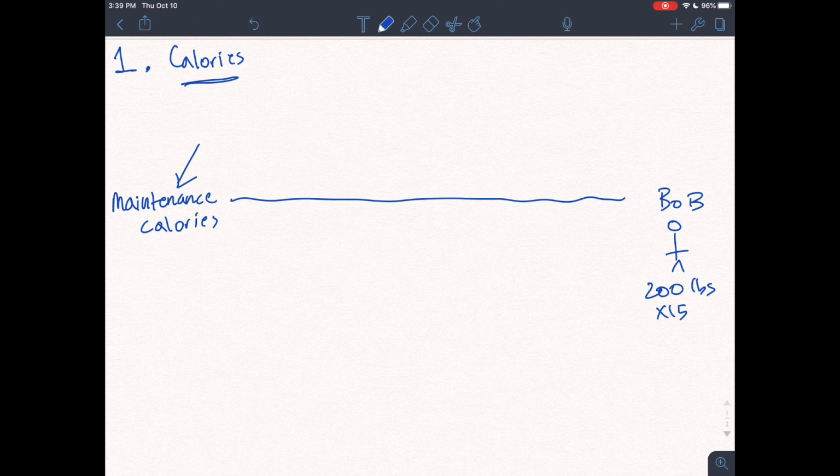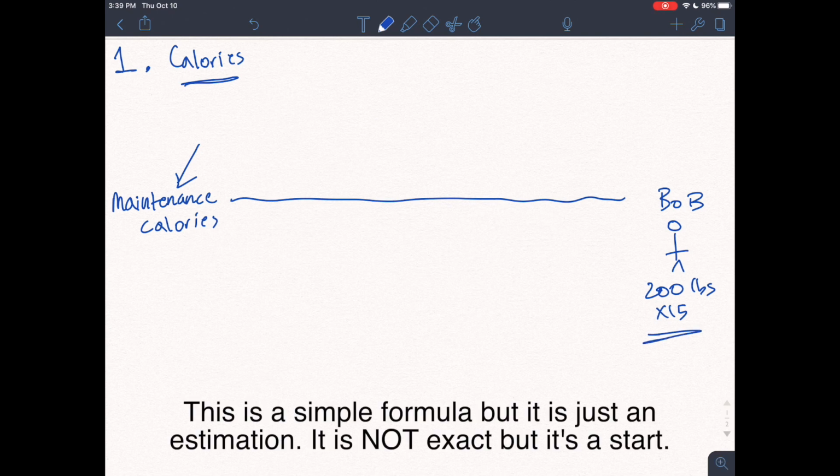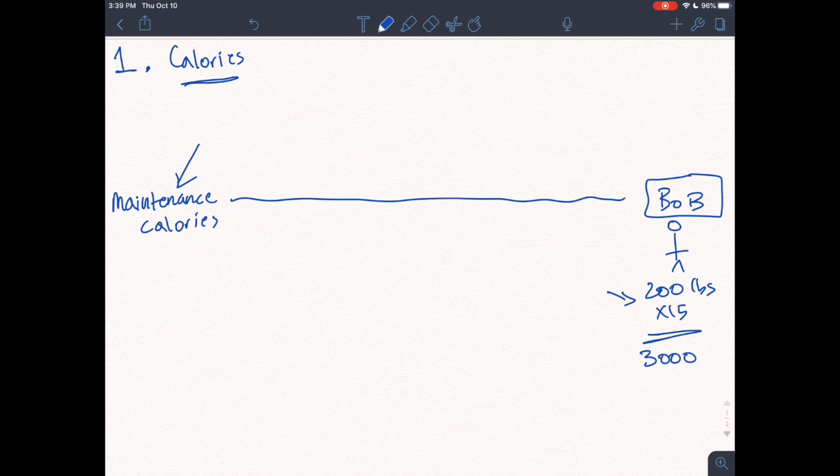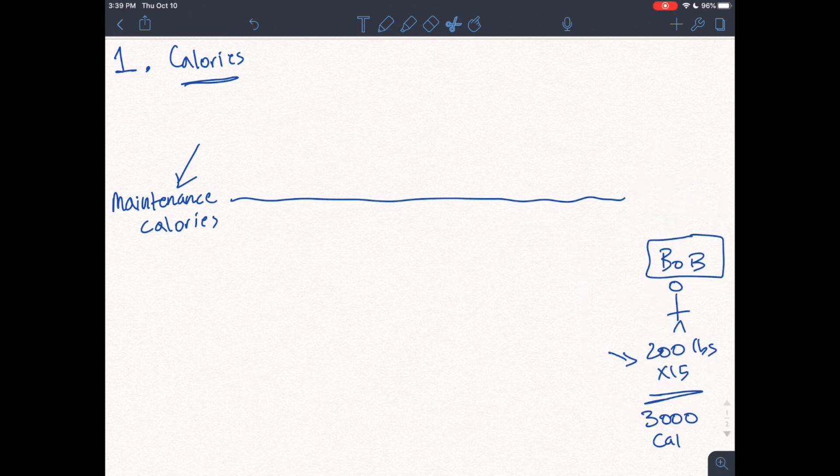So the way you would do this, the easiest method is to multiply your current body weight by 15, which is right here, what we're doing. This is Bob here. He weighs 200 pounds, so 200 times 15 is 3,000 calories, okay? So let me move this here really quick. So 3,000 calories. So if Bob wanted to stay 200 pounds, he didn't want to lose or gain any weight, he would roughly eat 3,000 calories, okay?